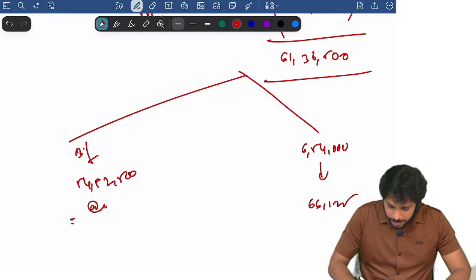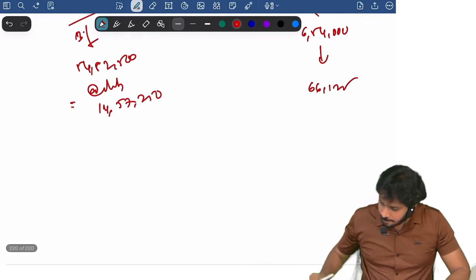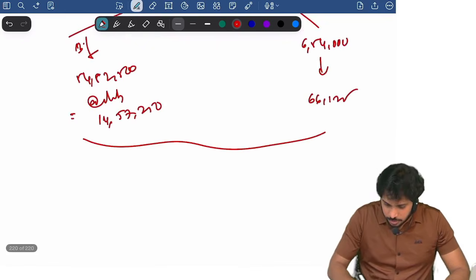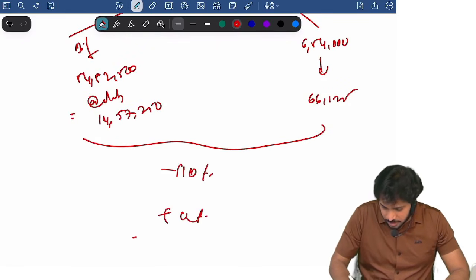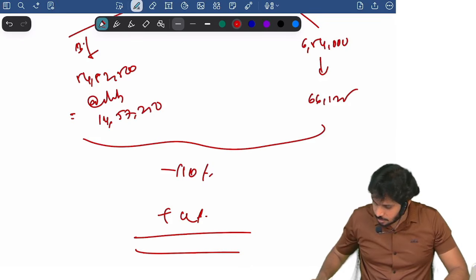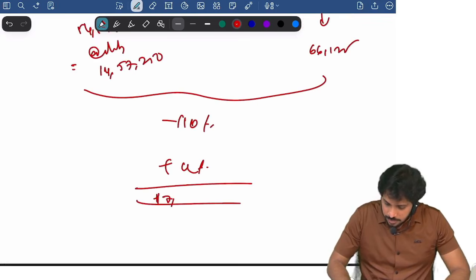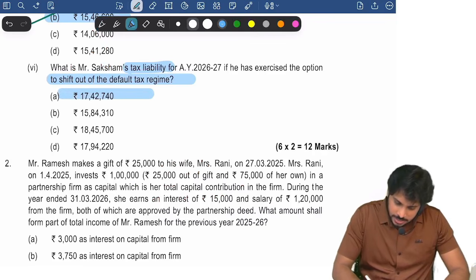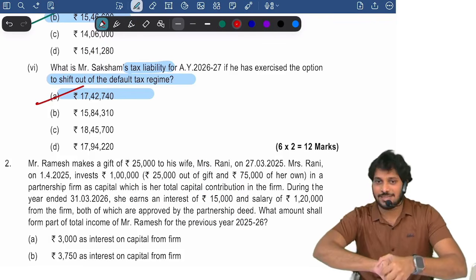So at slab rates: 14,57,250 plus 66,125. Yes or no? Plus 10% plus 4%. The answer: 14,57,250 plus 66,125 plus 10% plus 4% is 17,42,740. Correct? That's it. The answer is A. Easy.